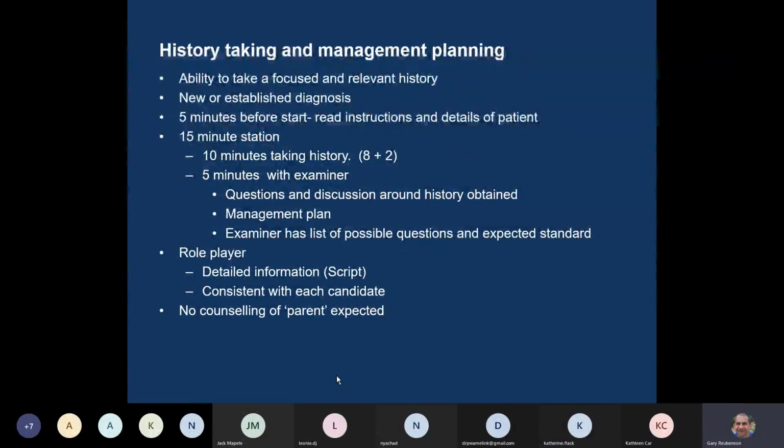The role player is given fairly detailed information, but you're not expected to go through every single thing that they've been given, and there are examiners and moderators to confirm that they're consistent with each candidate. And it really is about history taking. It's not about counseling. So it's much more about asking questions and listening to answers, taking in the information, and asking the next appropriate question.